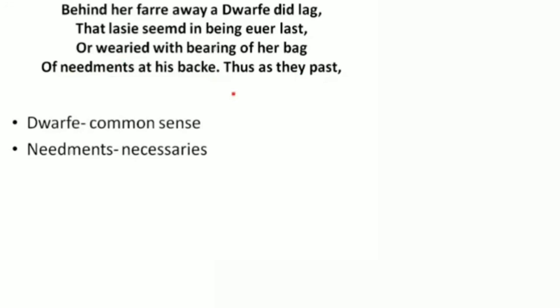This dwarf was always the last one. He looked to be lazy, or he was tired of carrying Lady Una's bag, because he was holding that bag on his back, and it contained the necessities that Lady Una required. Thus as they passed, so as they were passing, he was holding that bag on his back.